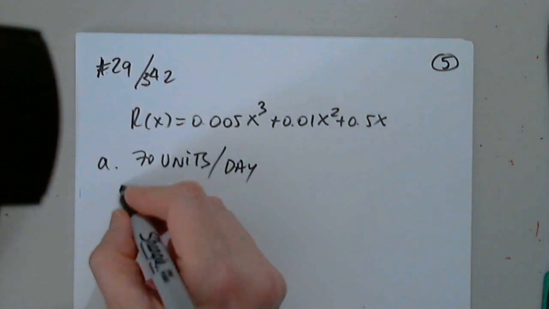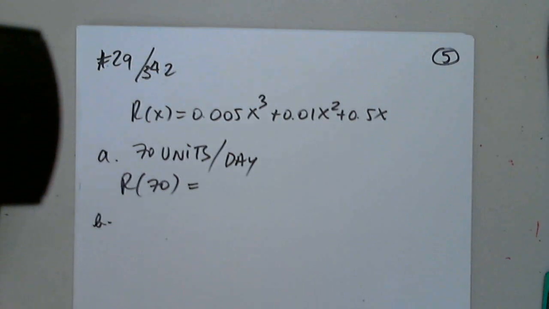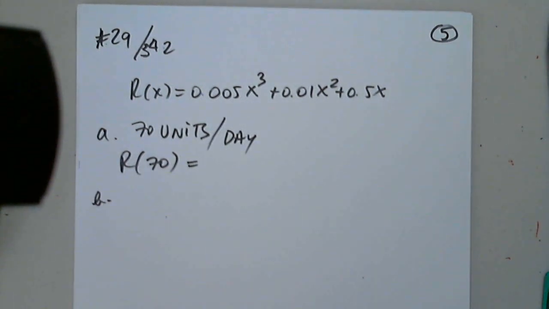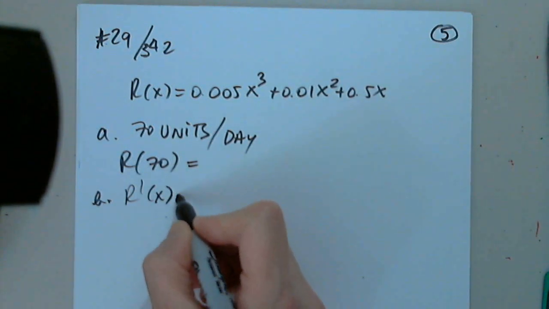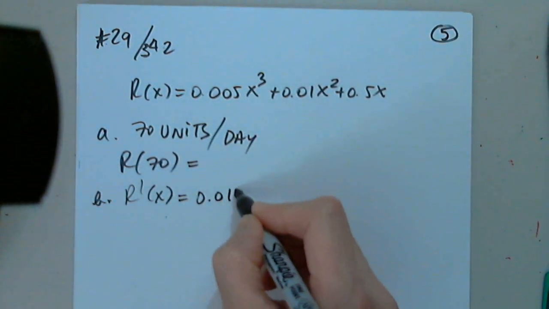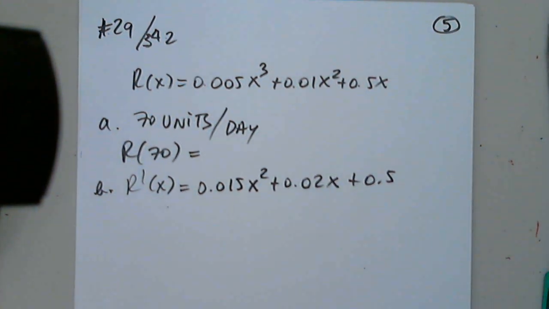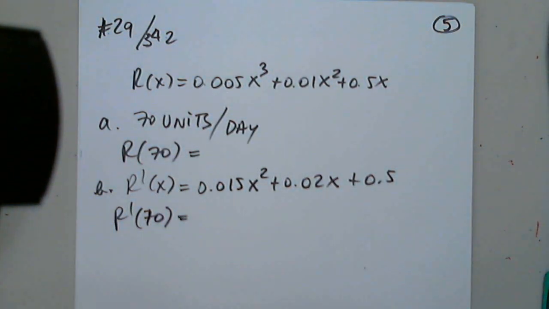Just substitute it in. Yes, R of 70. And since you know we're going to get there, let's continue. Obviously, what is the marginal revenue when 70 units are produced and sold? So what do I need to do to find the marginal revenue now? The derivative. Good. So let's see: 0.015x squared plus 0.02x plus 0.5. Good. And R prime of 70.